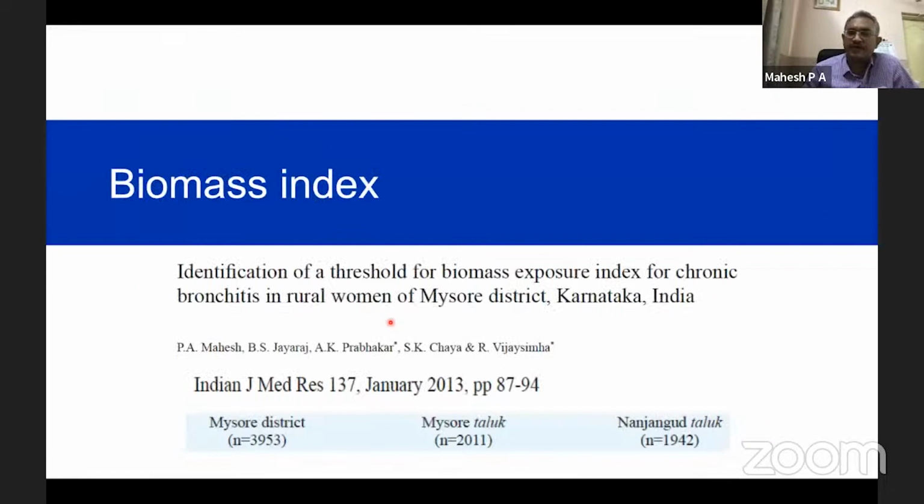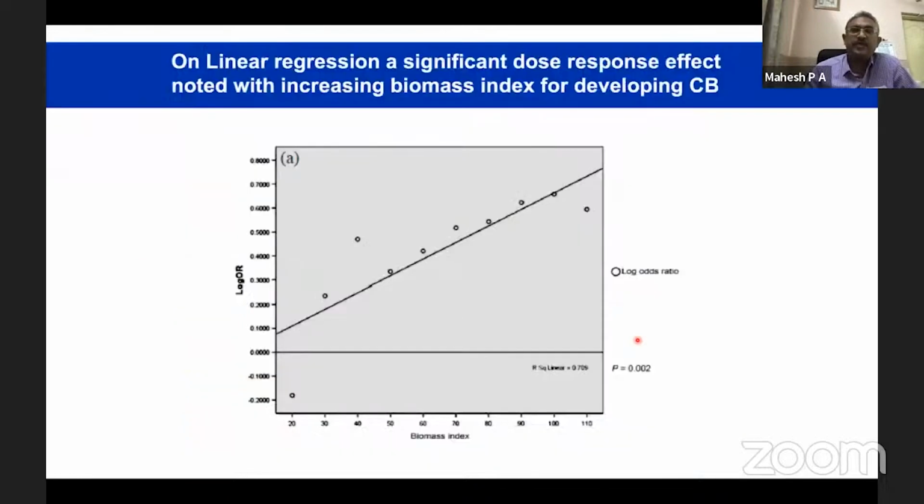One is to find out what is the minimum biomass exposure that can cause respiratory disease. The biomass exposure index was originally coined by Professor Behra from PGI in about 1990 or 1991 in this paper in CHEST, which is like your smoking index. If a woman cooks for 4 hours a day for 15 years, then our biomass index is 60. But is it clinically relevant? That is what we aim to find out.